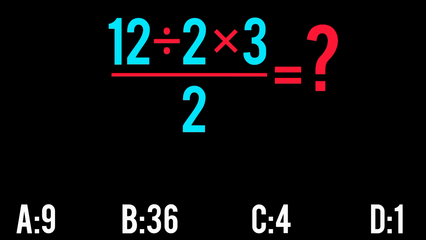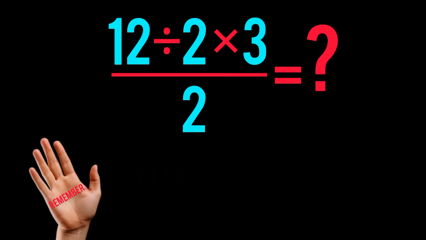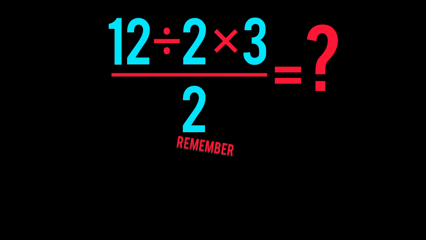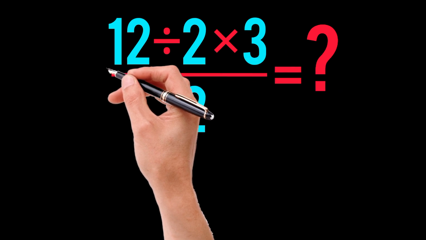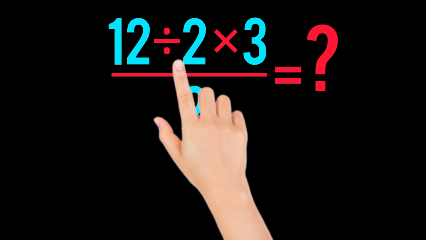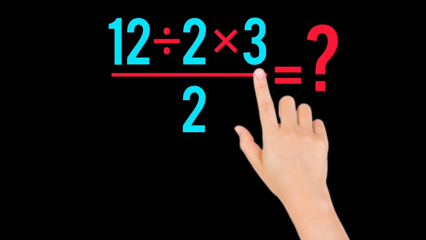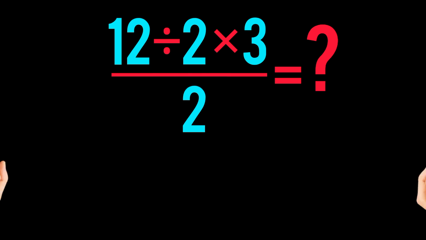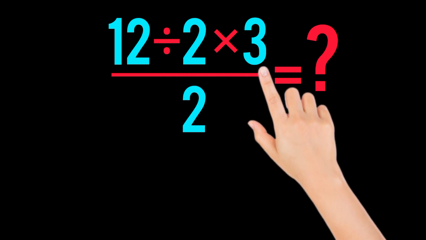Lock in your guess. Most people panic when they see a fraction bar, but remember this, the fraction bar is a giant parenthesis. So solve the entire top first. 12 divided by 2 multiplied by 3. Here's where people lose it. Division and multiplication share priority, so you go left to right.